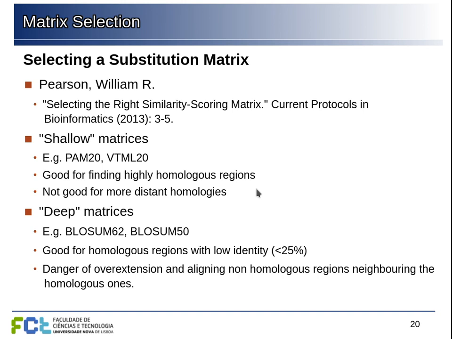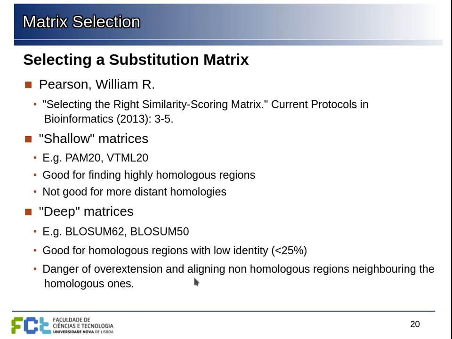Just to recall from last week, we have these shallower matrices which are based on more highly related sequences, and so they penalize substitutions more and give a greater bonus to conserved regions. These are good for finding matches that are very homologous, or regions that are very homologous, but then will not give you results when you go for more divergent regions.